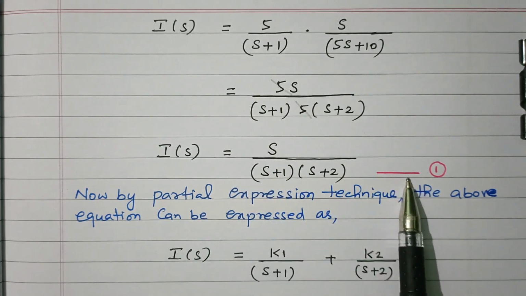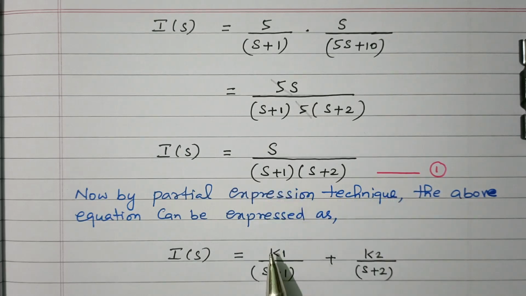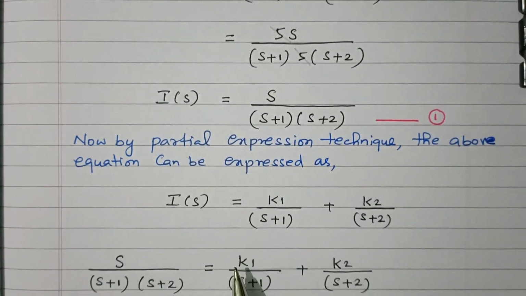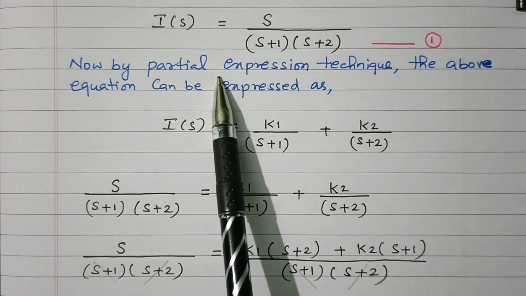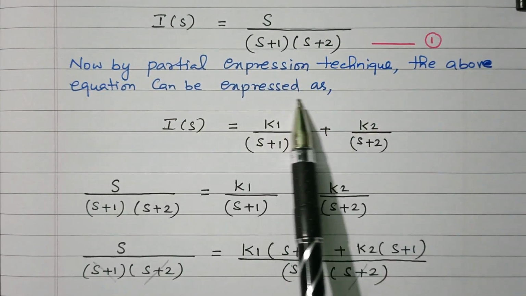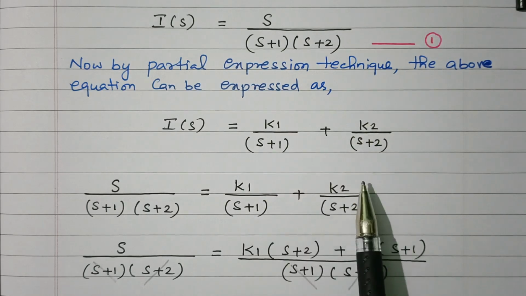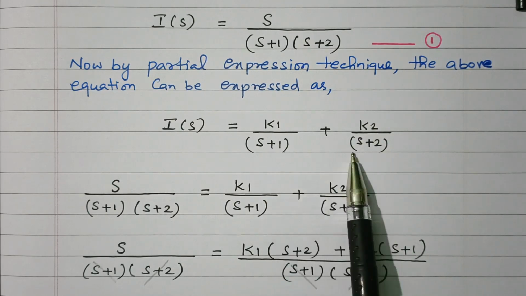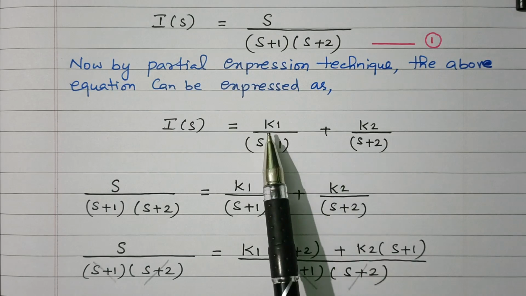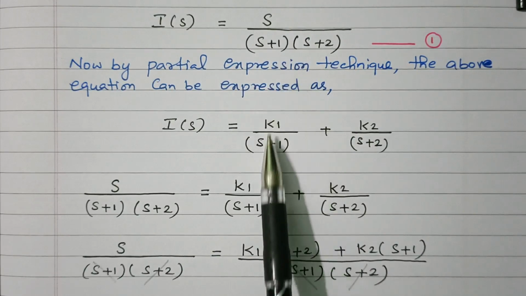We'll call this equation 1. In order to take the inverse Laplace, this has to be converted using the partial fraction technique. We have to split the terms so that we can take the inverse Laplace transform. By the partial fraction technique, the above equation can be written as k1 divided by s plus 1 plus k2 divided by s plus 2. With this expression we can easily take the inverse Laplace, but we need to find the values of k1 and k2.